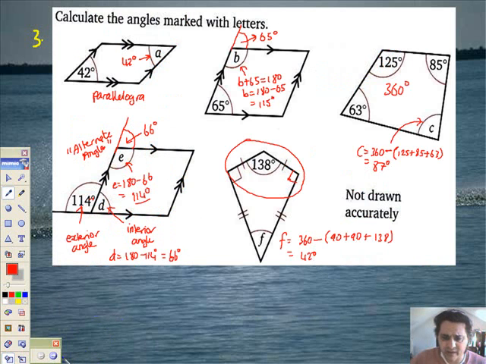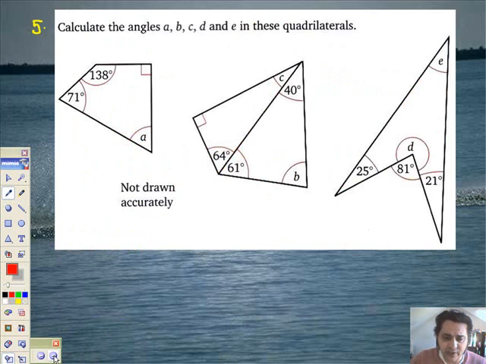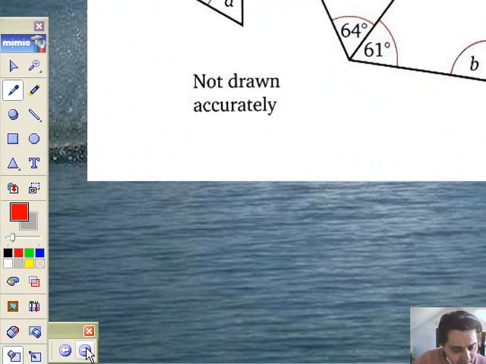Alright, that's a good starter. Let's go to question 5 and then maybe stop for a breather, shall we? There it is, question 5. I'll do this first and then pick up some of the other ones as a second video.